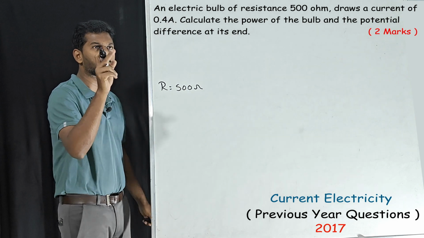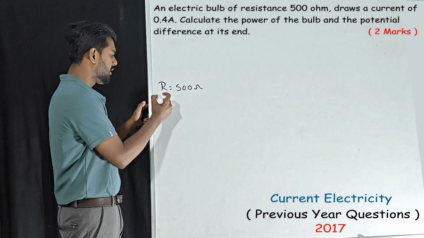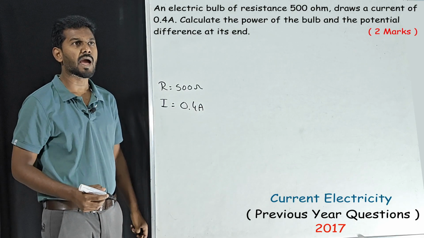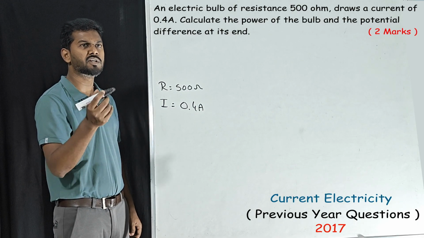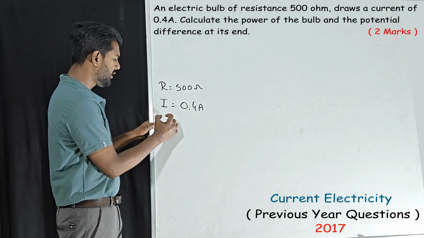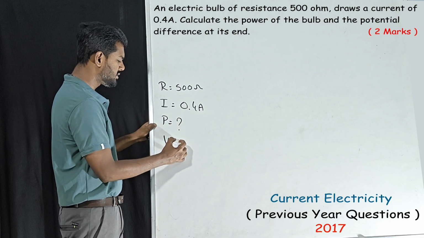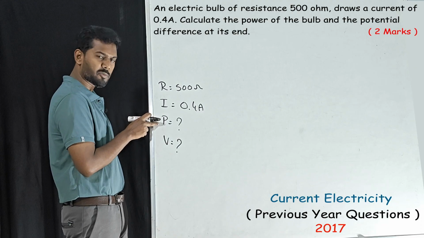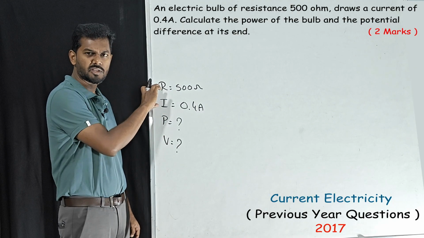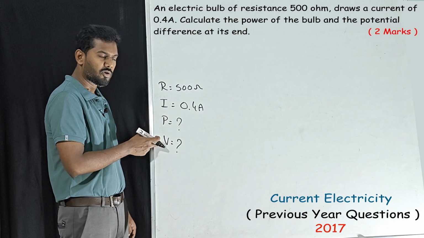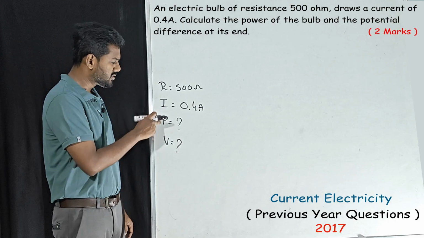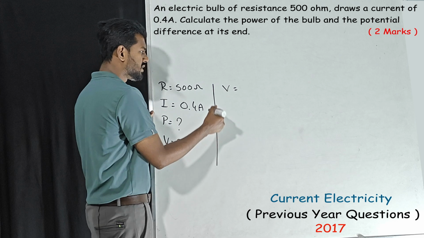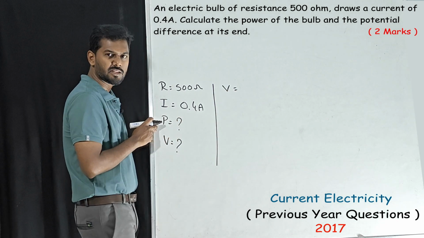Now, an electric bulb of resistance 500 ohm draws a current of 0.4 amperes. Calculate the power of the bulb and the potential difference at its end. We need to calculate power and potential difference. You can find any one first. For power, using I and R we can find the power value. For voltage, using these two we can find it. We'll go for voltage first, because using the voltage, calculating the power will be easy.